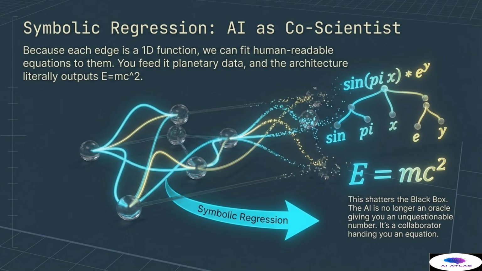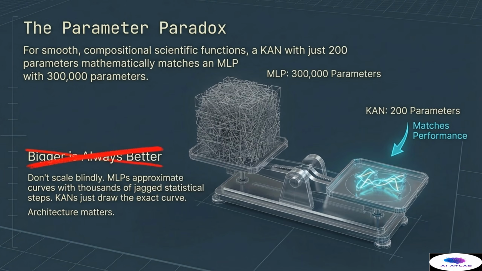By converting the learned splines into symbolic math, researchers can discover the underlying laws of physics or biology hidden within their data. This bridge between machine learning and traditional science is a game changer. It transforms the role of AI from a predictive tool into an explanatory one, allowing humans to learn from the model just as much as the model learns from the data. This brings us to the parameter paradox.